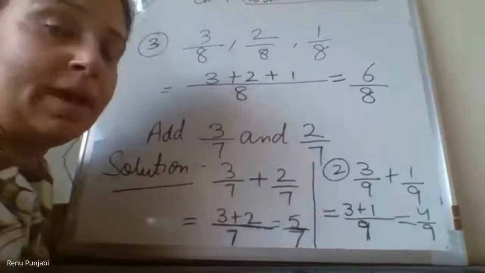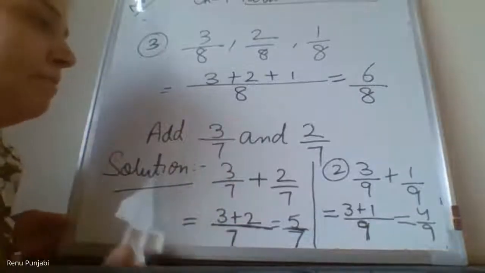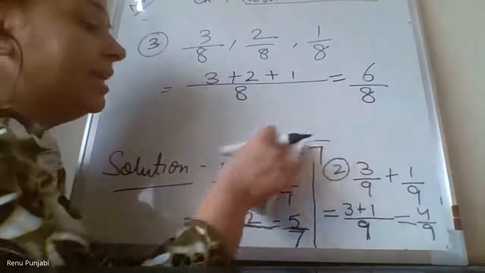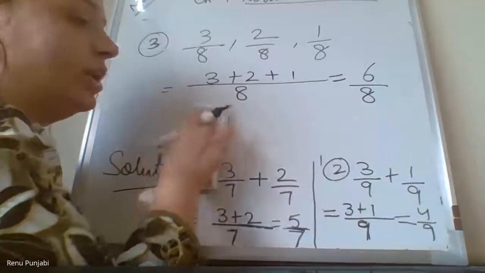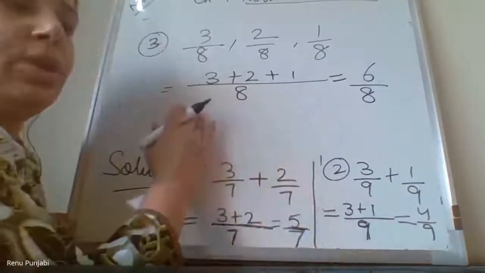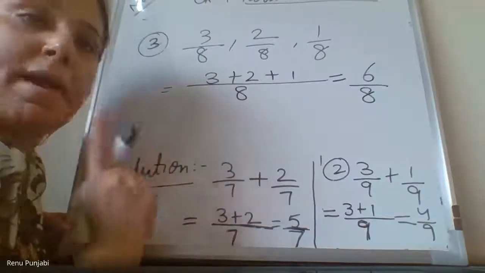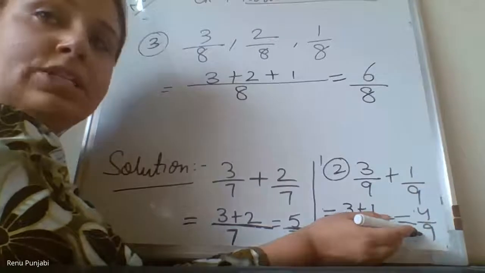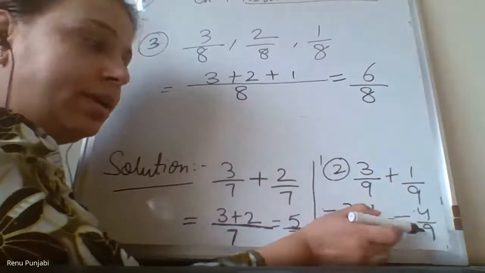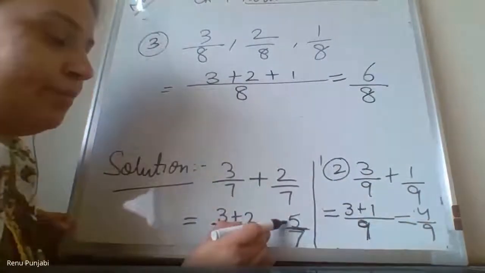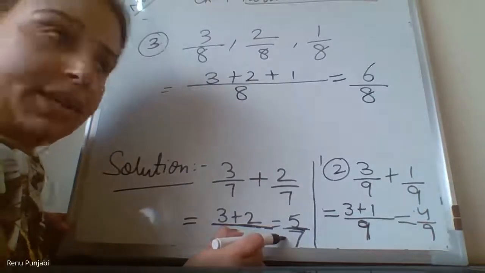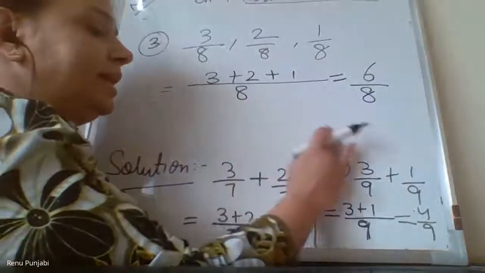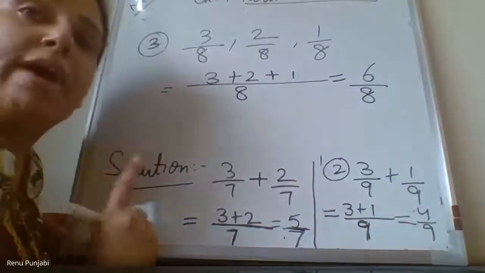Children, please remember one thing here. After adding, you have to reduce it to the lowest term. Please always remember. Here we cannot reduce because 4 upon 9 is not coming, both the numbers are not coming in one table. 5 upon 7 also is not coming in one table. But 6 upon 8, they both come in one table. So you have to reduce it.